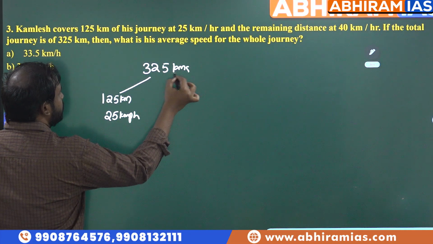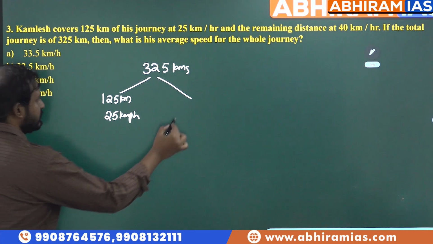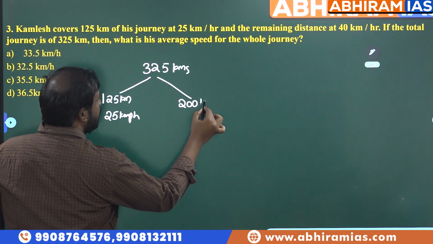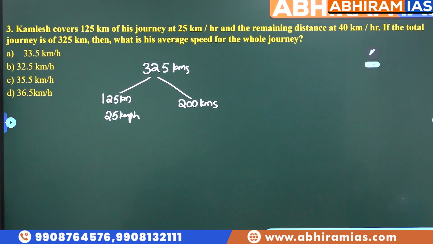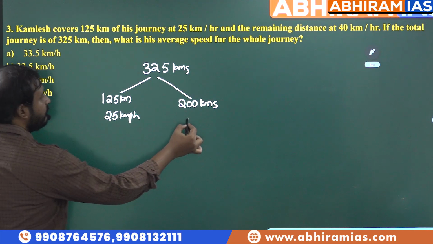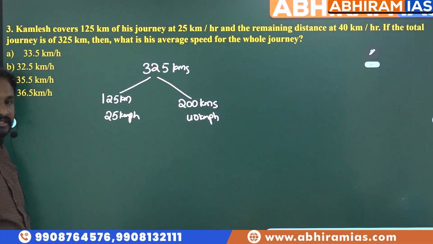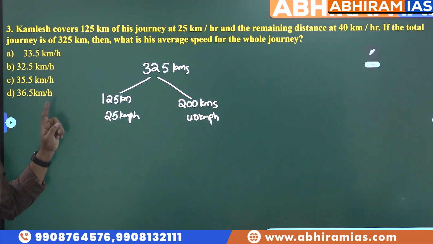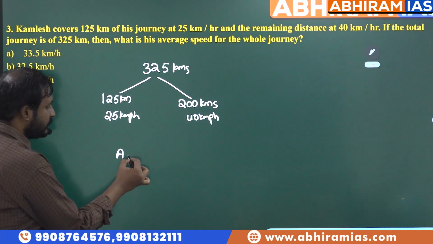Total 325 kilometers. What is the remaining distance, students? 200 kilometers. He is traveling this 200 kilometers with what speed? With 40 kmph speed. Is distance constant here? No. So we cannot use the formula 2xy by x plus y. So definitely what is the formula which we need to use?